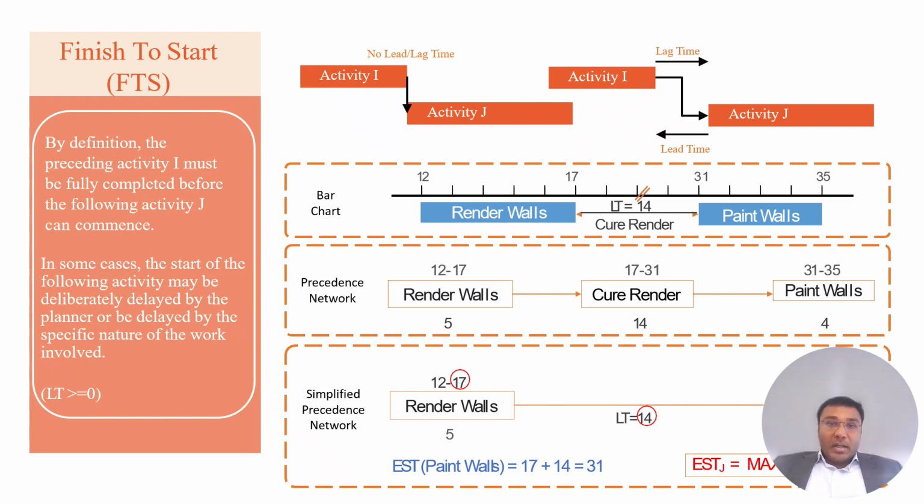In the simple network diagram below, the early start will be 31 days. EST and EFT are nothing but your early start and early finish times respectively. So how do we calculate that? Early start time of paint walls equals early finish time of rendering walls plus your lag time. 17 plus 14 is 31 days. So this lag ensures quality but impacts schedule flexibility.